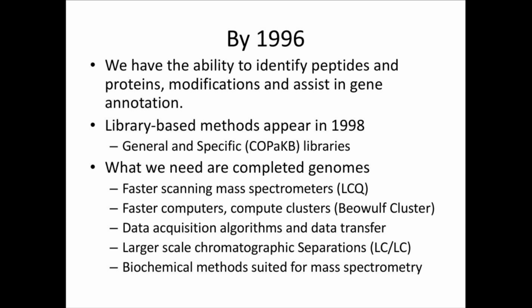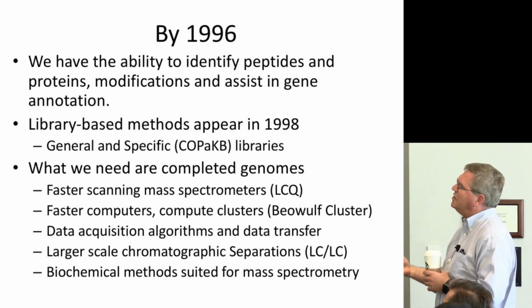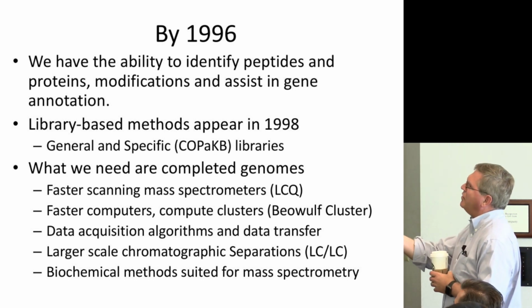Okay, so what we need now: the yeast genome was sequenced in '97, Haemophilus influenzae in '95. What we need are completed genomes, they're coming. Fast scanning mass spectrometers, the LCQ had just come out, and that was way faster than the triple quad. With a triple quad, we were collecting one tandem mass spectrum every 3 to 4 seconds. On the LCQ, we were collecting 3 or 4 tandem mass spectra every second, something like that. So that was a big improvement.